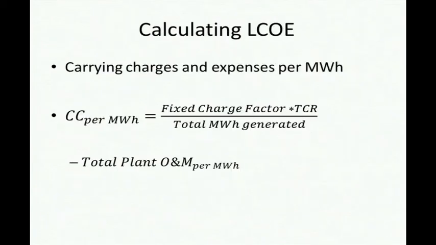Perhaps the most important parameter for determining the levelized cost of electricity is not a financial parameter at all, but rather the plant's capacity factor. The capacity factor determines the amount of megawatt hours produced each year and directly scales the magnitude of the denominator in the carrying charge equation. This direct scaling is the case for distributing the carrying charges per megawatt, as seen here, but is also true for fixed operations and maintenance costs.